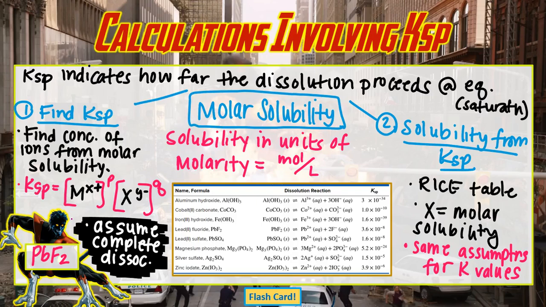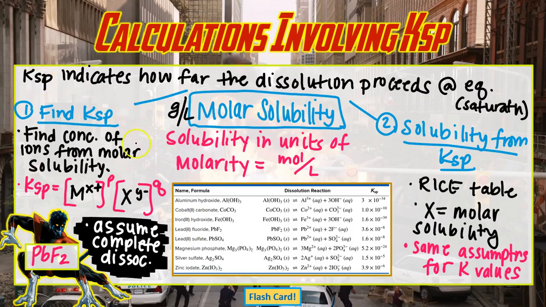But we still are going to move forward and learn how to calculate Ksp just like we did in 13 and 14 with those two specific ways. Okay, so let's focus on the meaning of Ksp and how to determine it from solubility values. The Ksp value indicates how far the dissolution proceeds at equilibrium or saturation.